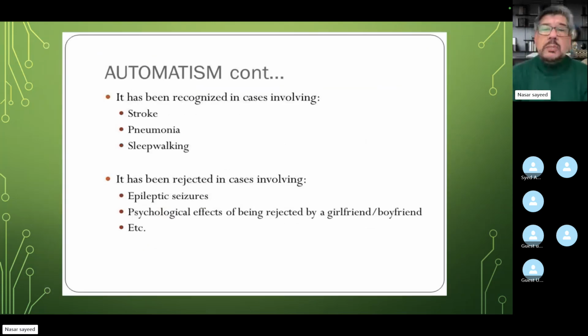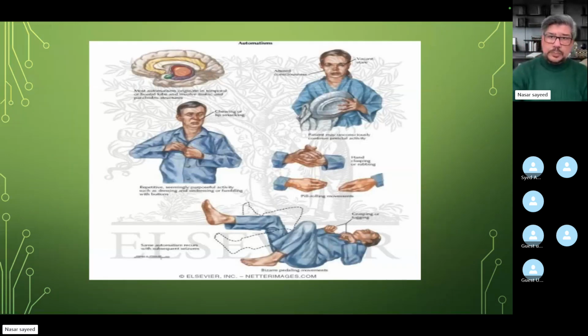So there are still some complications around it, but it is definitely seen in people with stroke, pneumonia, and sleepwalking. And it is not now considered an epileptic seizure. It is a psychological effect of being rejected by a girlfriend or boyfriend, etc. So they feel that it's some kind of neurological issue, and it's not epileptic, but it is neurological, like chewing movements or smacking movements or hand wringing movements, or you start moving your legs automatically for a short period of time, and then you are okay and you have no recollection of what actually happened to you.